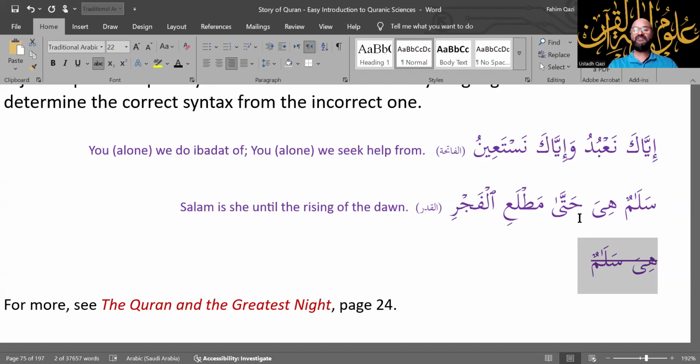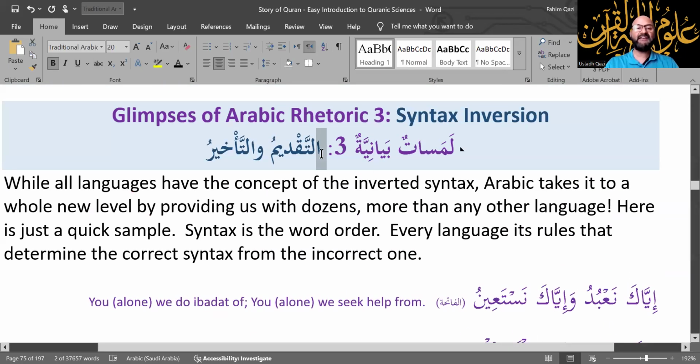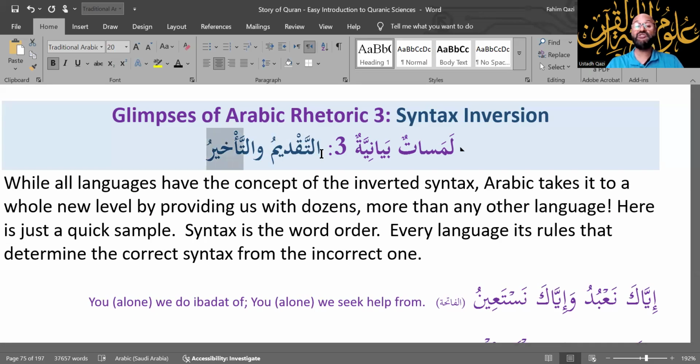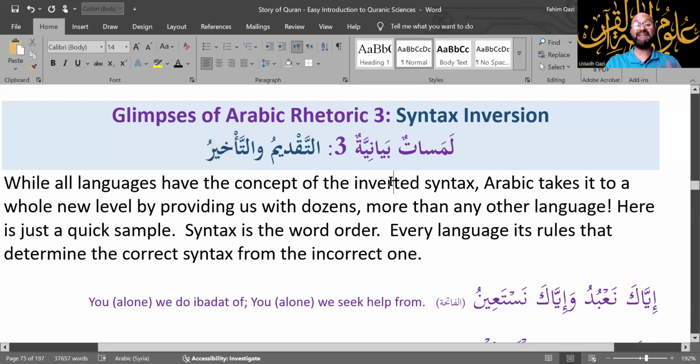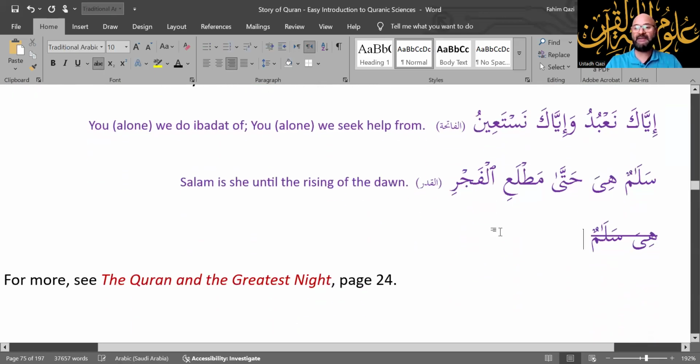So this is called syntax inversion. Allah took the mubtada, the subject, and put it after the predicate, which means the predicate, the khabar, was brought forward. This is called taqdeem and at-ta'khir, which is mentioned here. Taqdeem means to bring something forward that is normally not put forward, not in the beginning, and at-ta'khir means to delay something, put it at a later point in the sentence when it's normally not done like that.